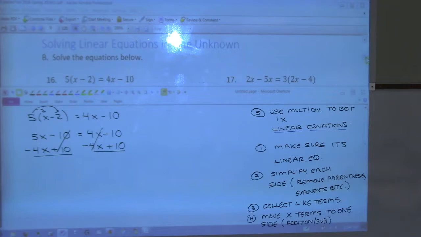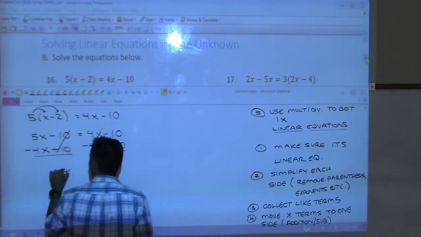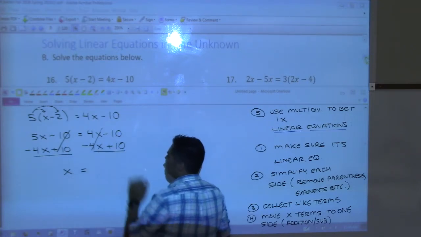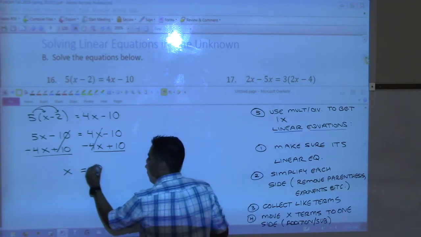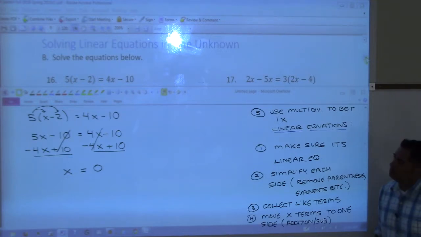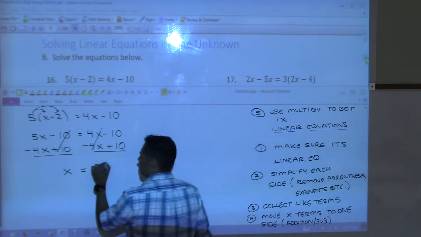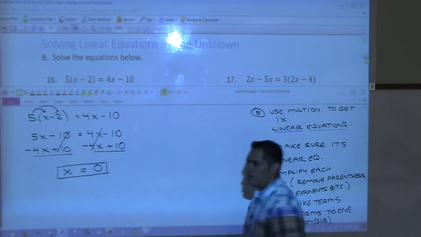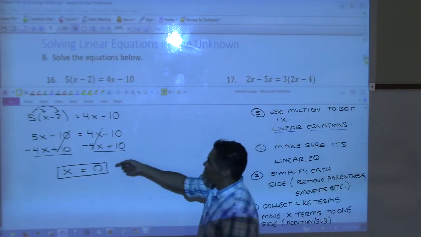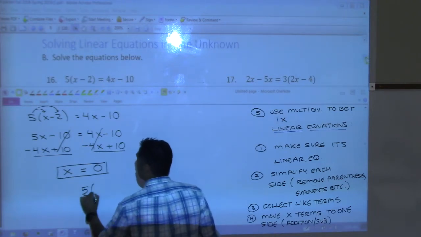All right, so what do we get here at the end of the day? 5x take away 4x is just 1x. Now, whenever we get 1x, I'm just going to write x. And then equals, and then over here, 0. Negative 10 plus 10 is 0. Now, the good thing about equations is that you can always check to see if you got the answer right. How would you check it? Go back to the original problem and plug 0 in for x. So you don't have to check these, but I'm just going to show you it will work.